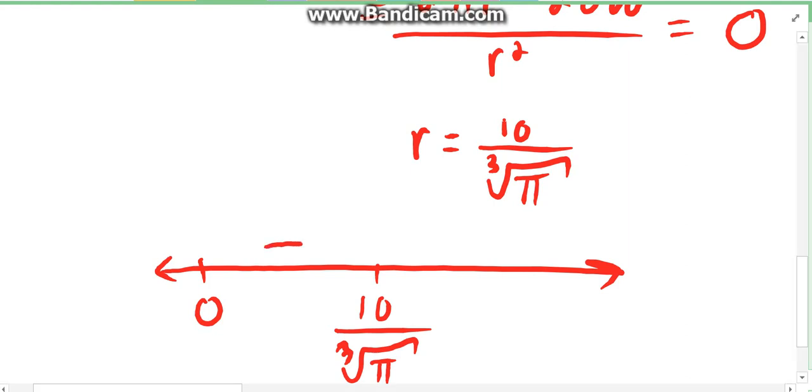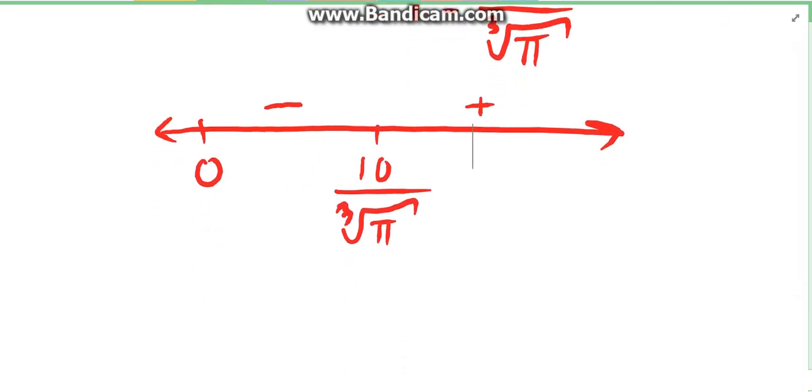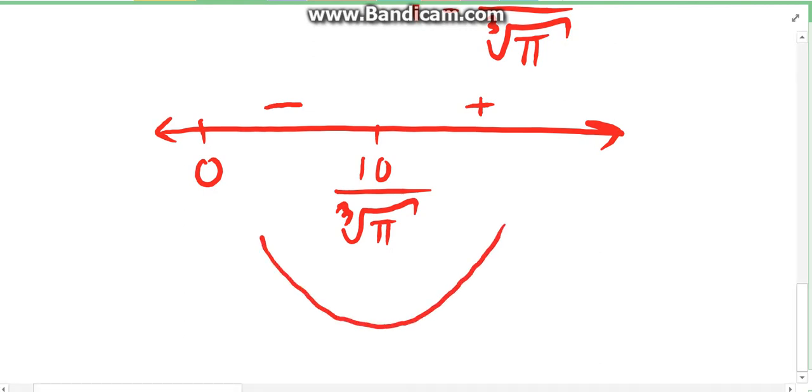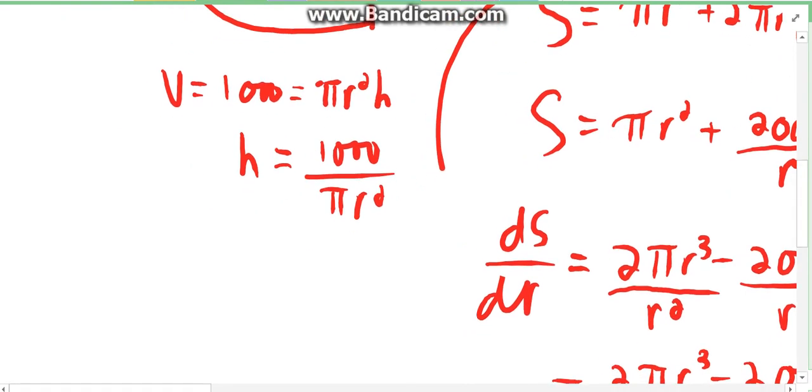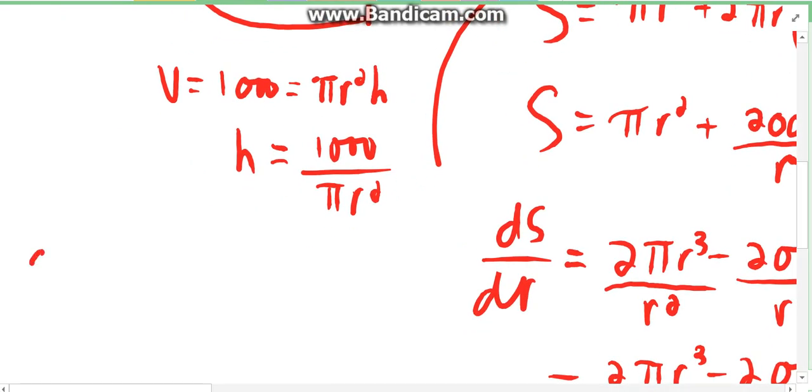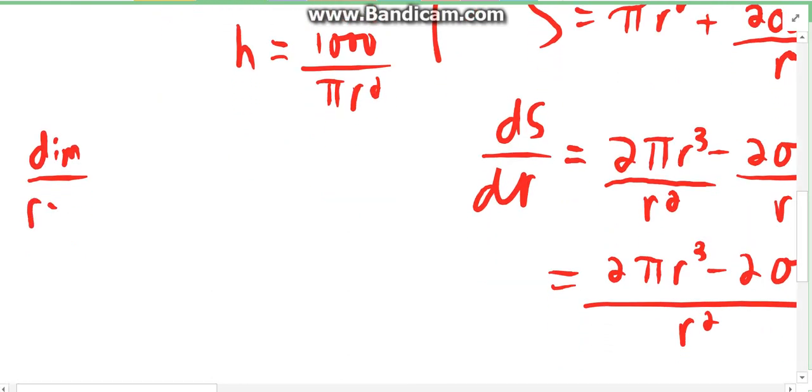If you plug in a really big number, you're going to get positive. And that shows that the surface area equation is decreasing and then increasing, and it changes at 10 over the cube root of pi. Since this question is asking for the dimensions, we just need to tell them what r and h are. So r is going to be 10 over the cube root of pi centimeters.